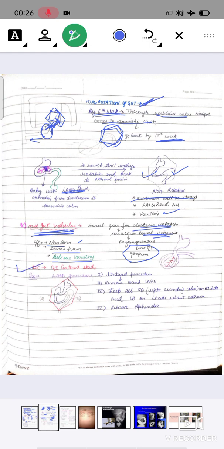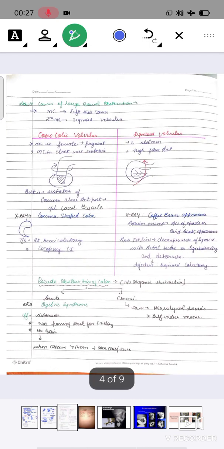The investigation of choice will be a GI contrast study, and the surgical procedure, which is the Ladd procedure, will be done. It is done in four steps, which starts with the untwisting procedure. Then we will remove the Ladd's band, and we will keep the small bowel up to the ascending colon on the right side, whereas the large bowel goes to the left side, and then we will go for appendix removal, so that in future there might be no confusion.